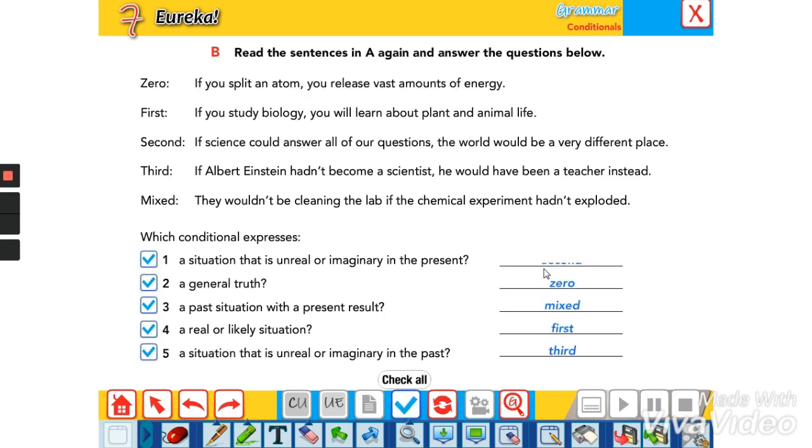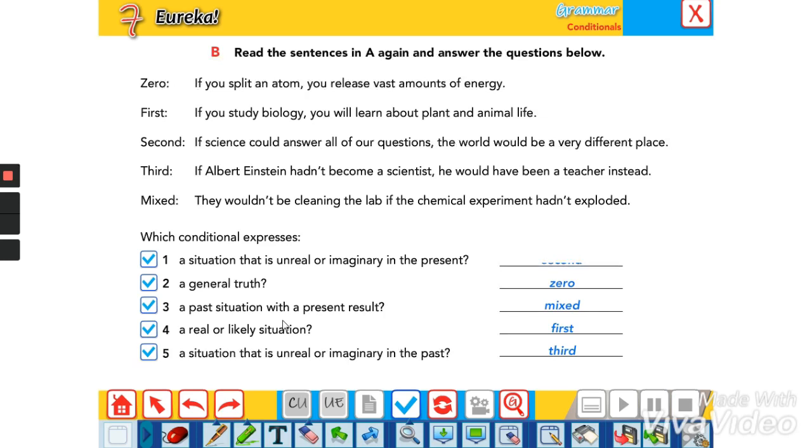It refers to the second conditional. There is a technical problem in here. I can't write and it is hidden. So you write down, please, and make sure that it is the second conditional. It is the second conditional. 2, a general truth. When we're talking about general truths, what do we use? We use the zero conditional, as in example A, the first example in A.